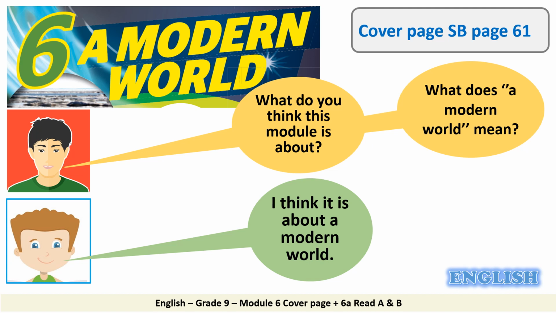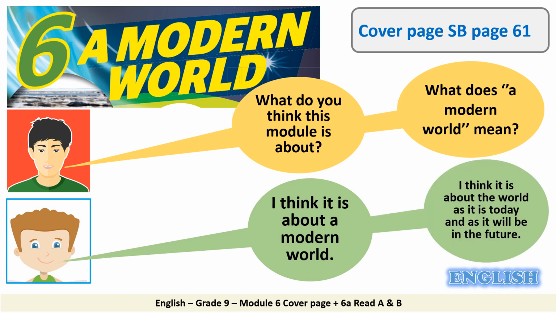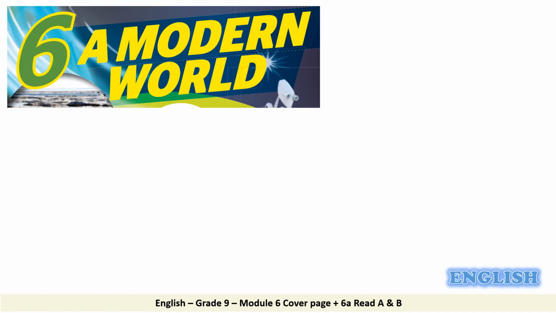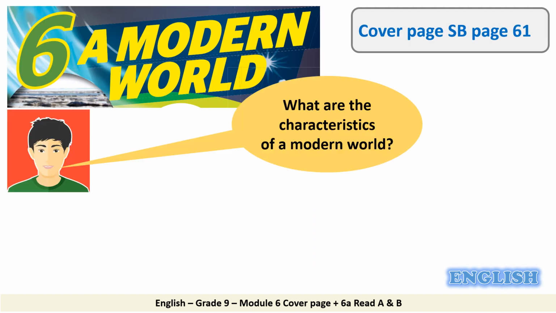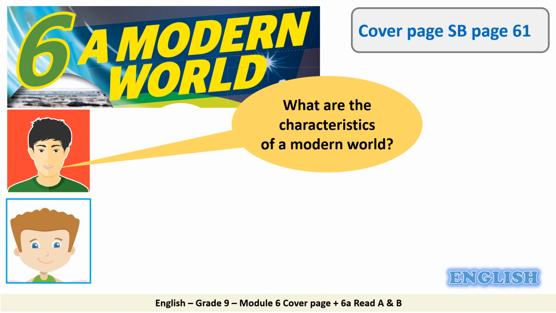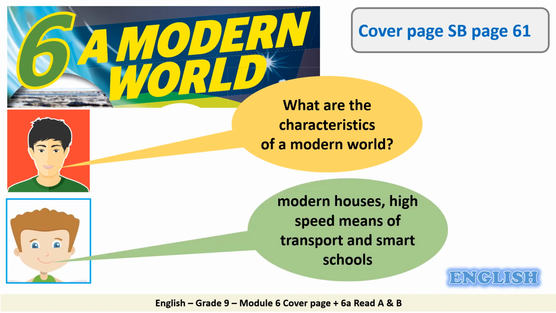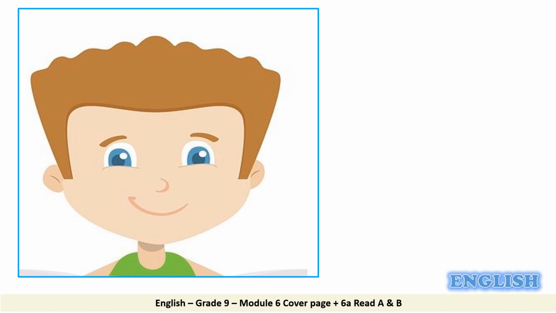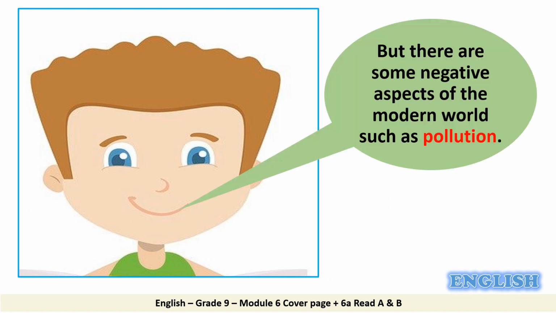Okay, what does a modern world mean? I think it is about the world as it is today and as it will be in the future. Am I right? What are the characteristics of a modern world? Maybe modern houses, high-speed means of transport, and smart schools. But there are some negative aspects of the modern world, such as pollution.